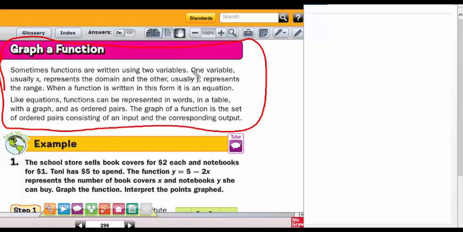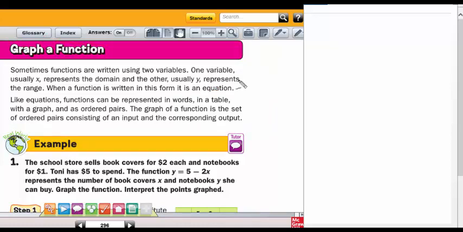Sometimes functions are written using two variables, which we're very familiar with. One variable, usually x, represents the domain, and again we're going to think of that as input, and usually y represents the range, or in our case, output. When a function is written in this form, it is an equation. Like equations, functions can be represented in words, in a table, with a graph, and as ordered pairs. The graph of a function is the set of ordered pairs consisting of an input and the corresponding output. So let's take a look at what that means.